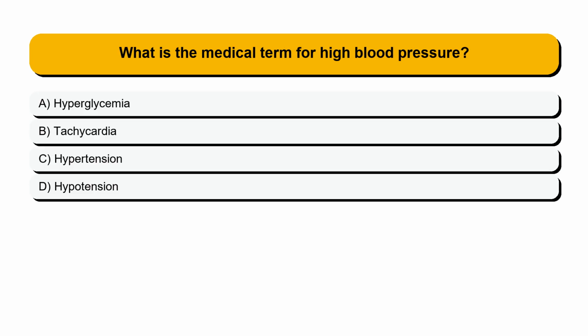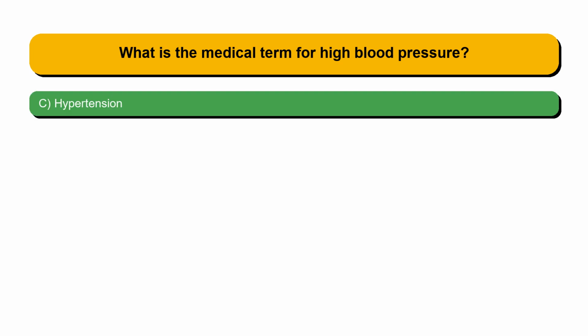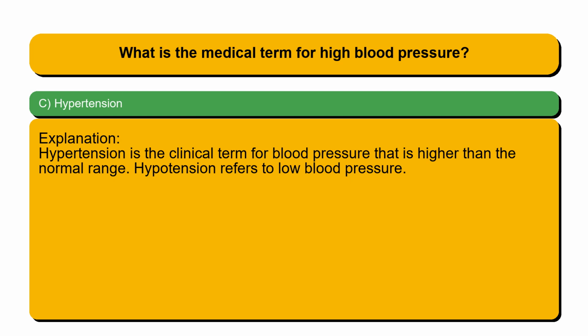Question 4. What is the medical term for high blood pressure? Option A. Hyperglycemia. Option B. Tachycardia. Option C. Hypertension. Option D. Hypotension. The correct answer is option C. Hypertension. Hypertension is the clinical term for blood pressure that is higher than the normal range. Hypotension refers to low blood pressure.